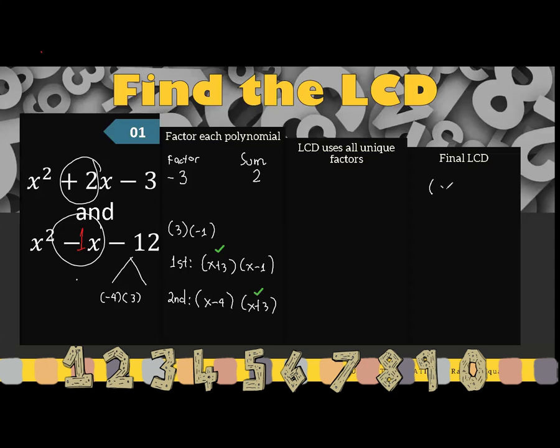Let us take the common factor to both polynomials, which is x plus 3, and rewrite it as one factor for the LCD. We have a unique factor for the first polynomial, and that is x minus 1. And the other unique factor for the second polynomial is x minus 4. In this case, the LCD will be x plus 3, x minus 1, and x minus 4.